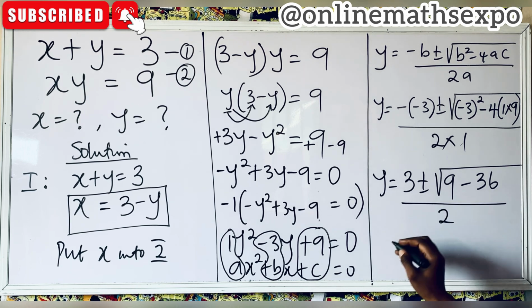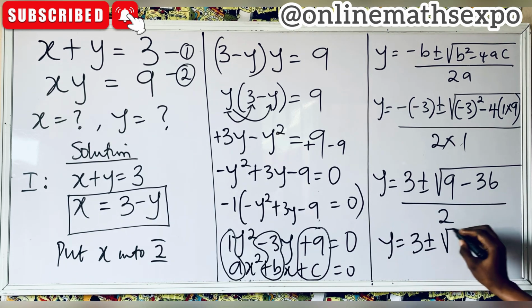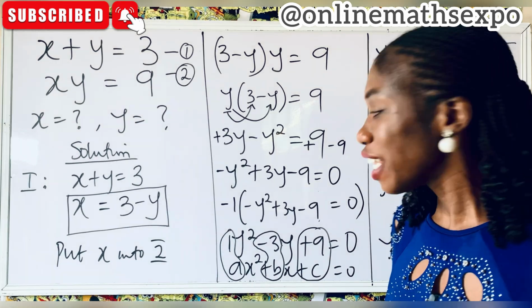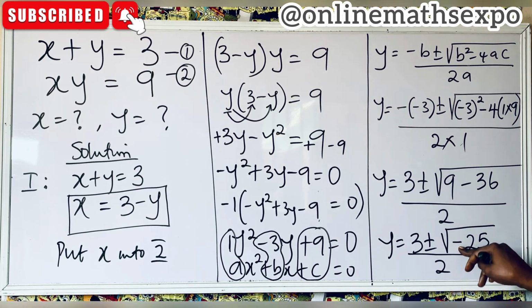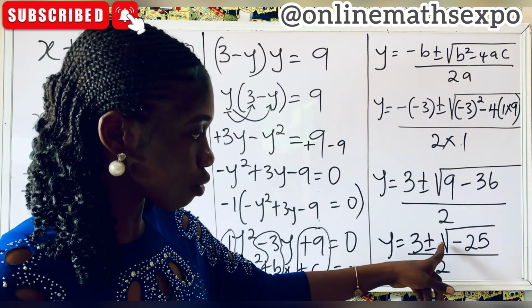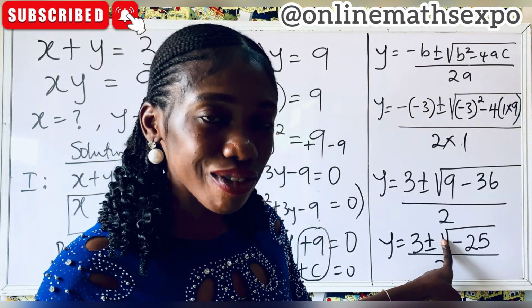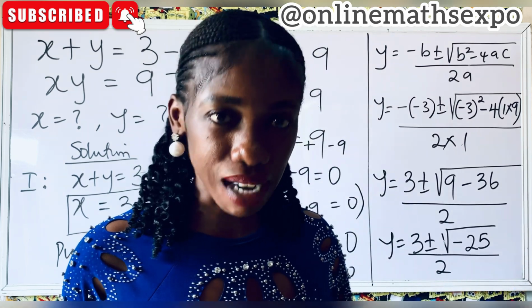So we're going to have y is equal to 3 plus or minus the square root of, subtract this, you are going to have -27, and this is all over 2. So what did you observe now? At this point, you will notice that what we have here is a negative sign inside the square root. And remember, each time you have a negative sign inside the square root, it is different from a cube root. When you have something like this, it means that value is no longer real, meaning it cannot be found on a number line. So it becomes an imaginary number.